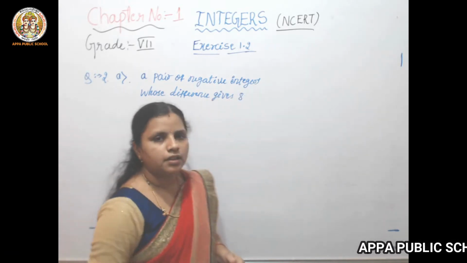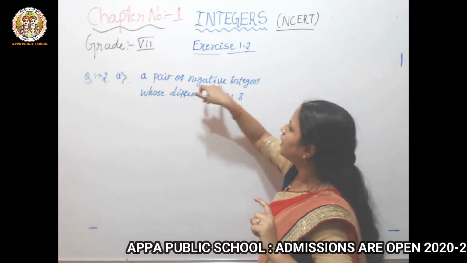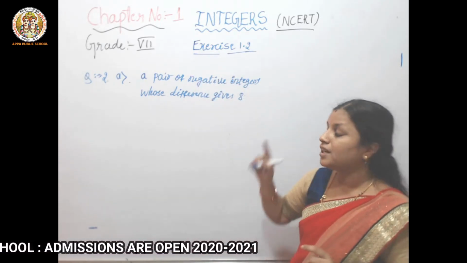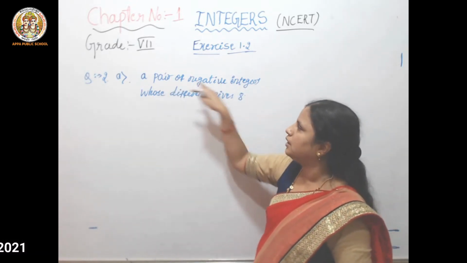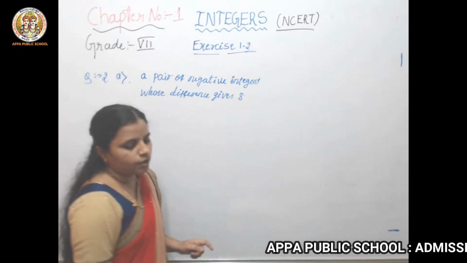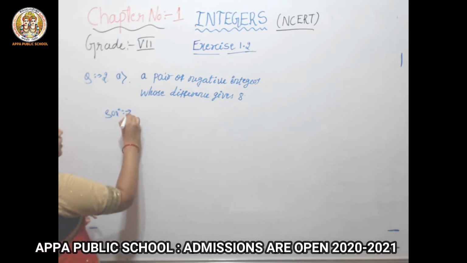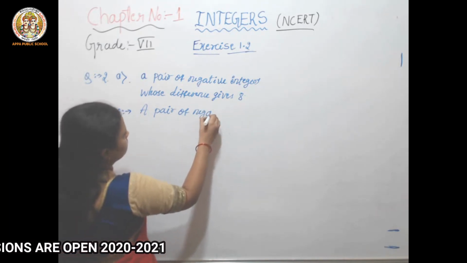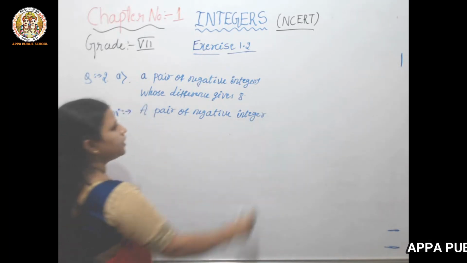See, in the first bit there is no condition for the integers, because in the first question they said only a pair of integers. There is no condition as to whether it is positive or negative. But here they mentioned the condition that both the integers should be negative, whose difference gives you 8. The solution is a pair of negative integers.